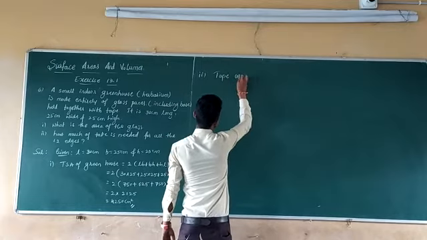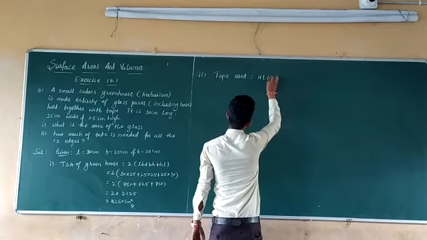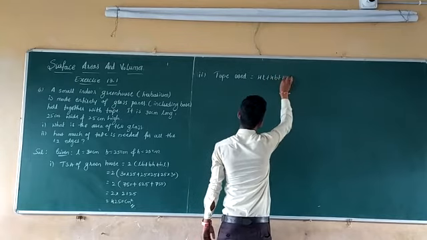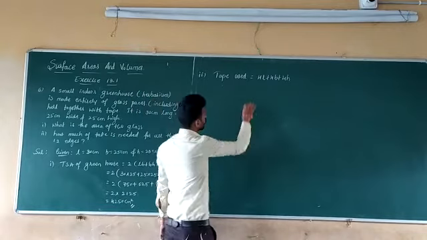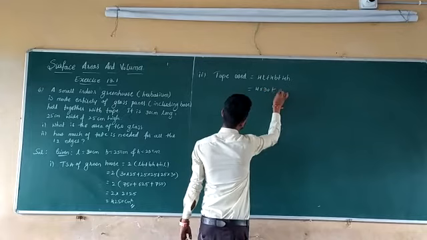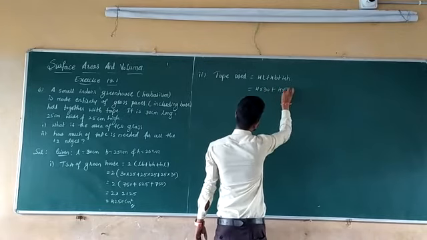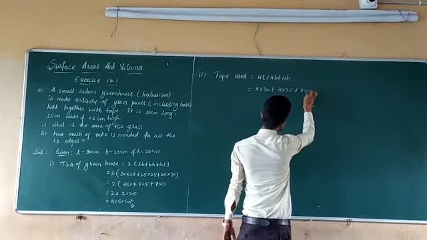Tape used is equal to 4L plus 4B plus 4 height, all 4 edges. So which is equal to 4 into length, how much is there? 30. Plus 4 into breadth, how much is there? 25. Plus 4 into height, how much is there?